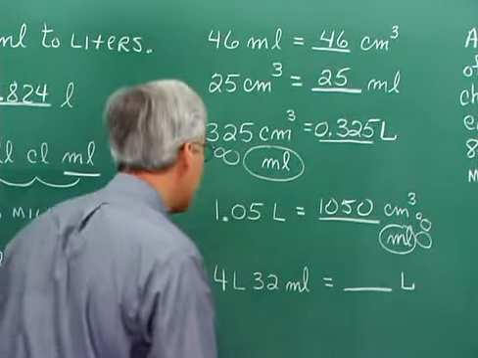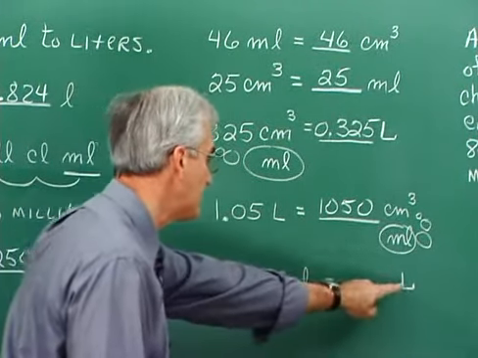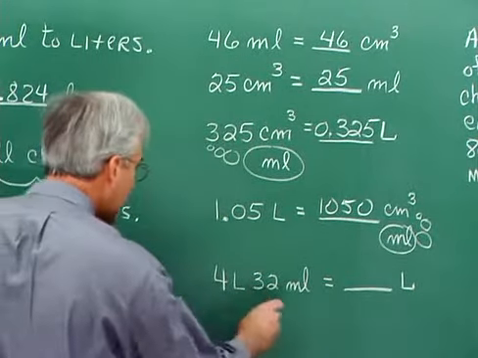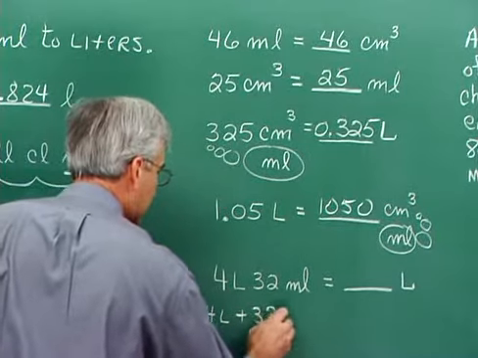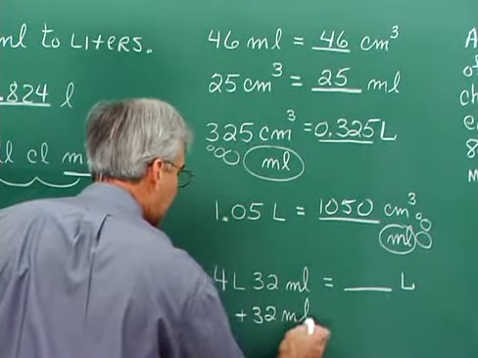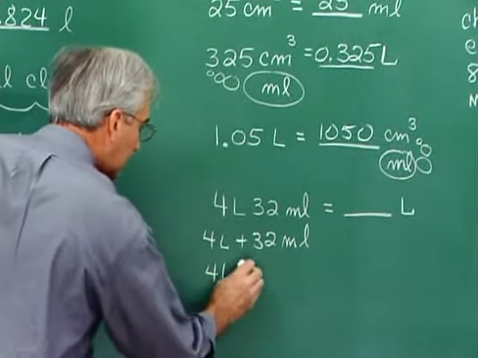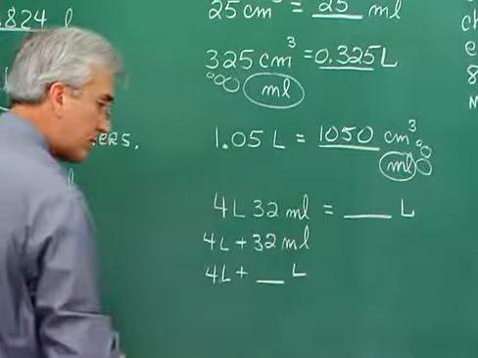Now here's that combined conversion situation. 4 liters and 32 milliliters is what in terms of liters only? Well, we think of this as 4 liters plus 32 milliliters, and now we're going to convert this into so many liters and then bring them together for our answer up here.